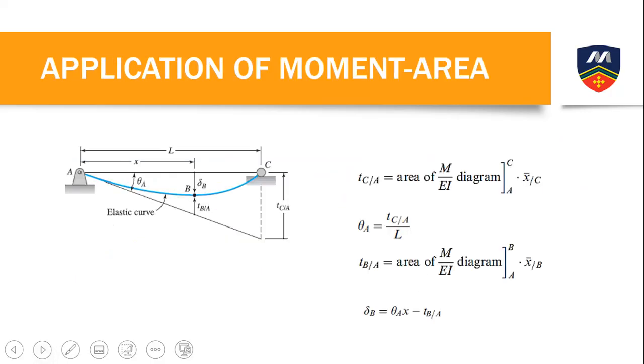Okay? So, how to draw the deflection? For example, this one. If we have a simply supported beam, and this is our point B here, that is the deviation of B relative to A. Right? So this distance is the deviation of C relative to tangent line A. Okay, remember that.